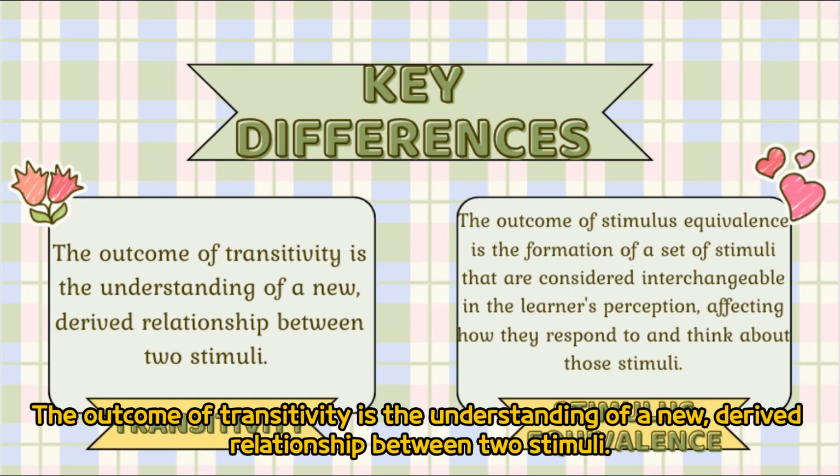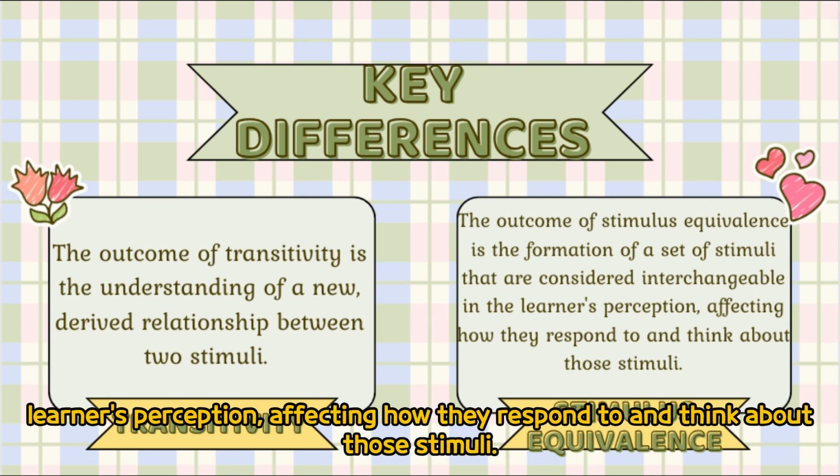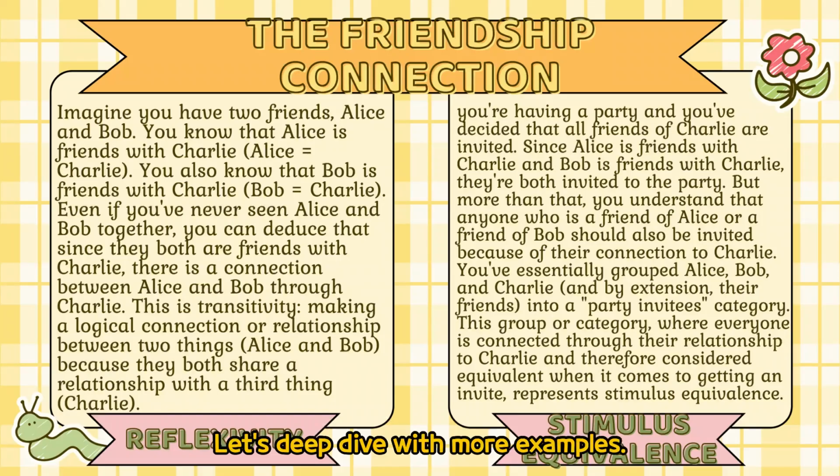The outcome of transitivity is the understanding of a new, derived relationship between two stimuli. The outcome of stimulus equivalence is the formation of a set of stimuli that are considered interchangeable in the learner's perception, affecting how they respond to and think about those stimuli. Let's deep dive with more examples.